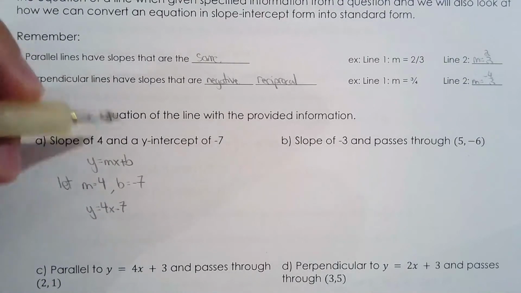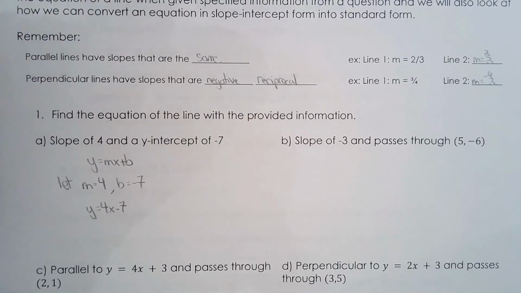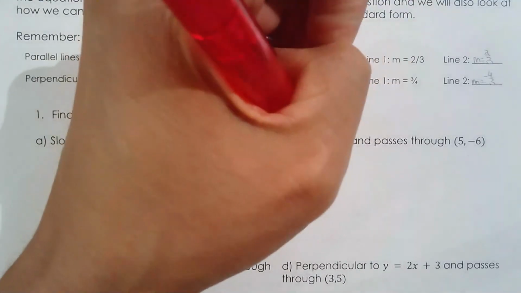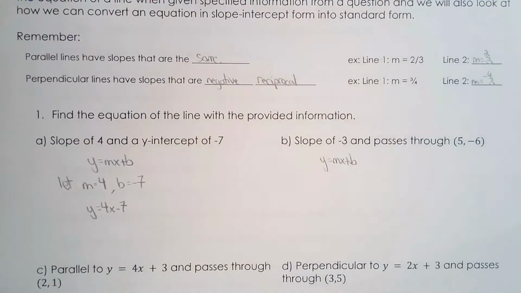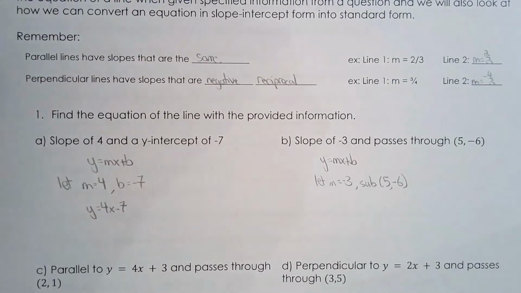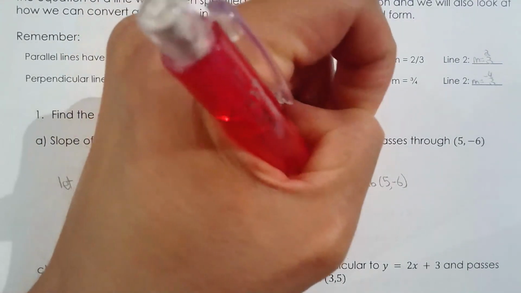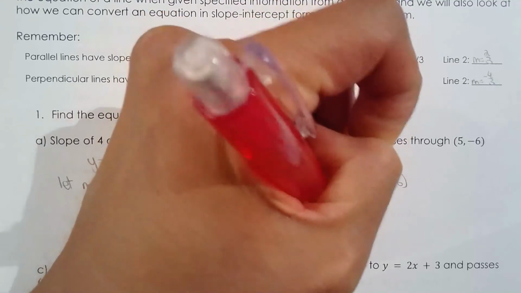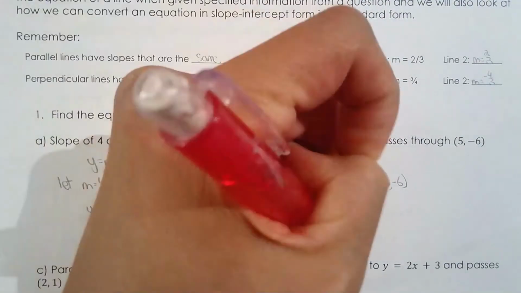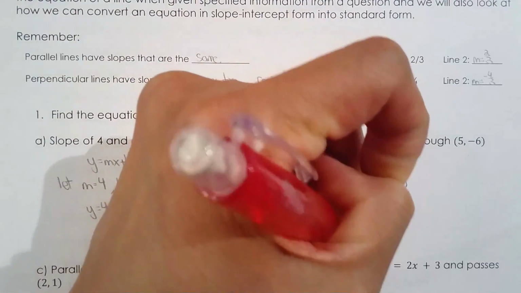Giving you the slope and giving you the y-intercept. Most of the time, we will not give you the slope and the y-intercept. So the next one is a little bit more work. We give you the slope and we give you a point. So y equals mx plus b. Let's start off with that again. So let m equals -3, and we want to sub in the point (5, -6). So it's a bit more work because we don't have the y-intercept to begin with. So -6 = -3(5) + b. So if you do the math, b is 9, because if you add 15 to both sides, 15 minus 6 is 9. So the equation of the line is y = -3x + 9.